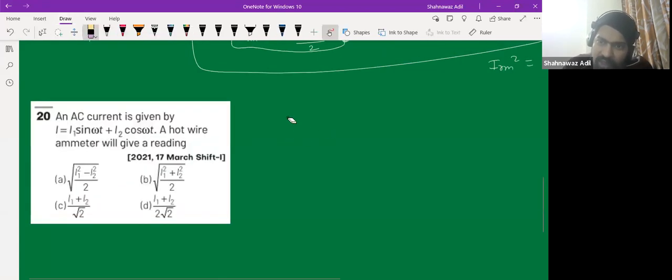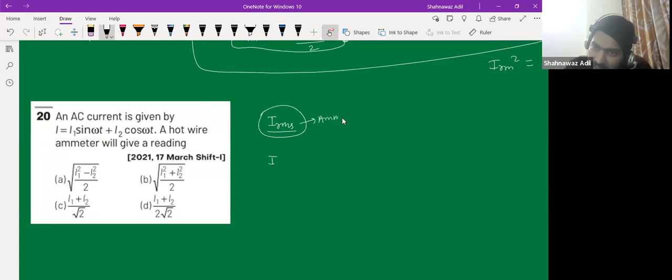So that would be how much? What would be the correct answer? Which one would be correct? The reading would be IRMS, right? Option C. Remember, Option C. This would be the result that we, this would be the reading, right?